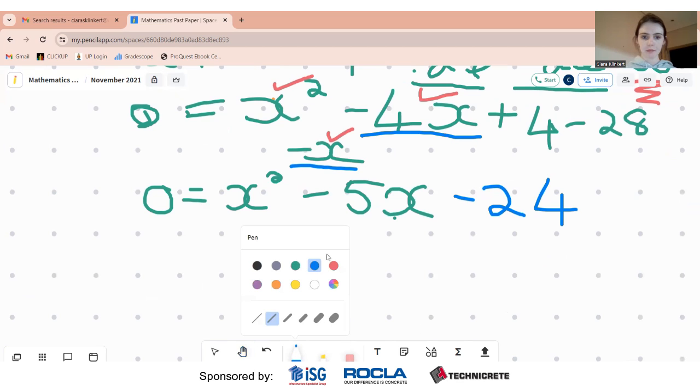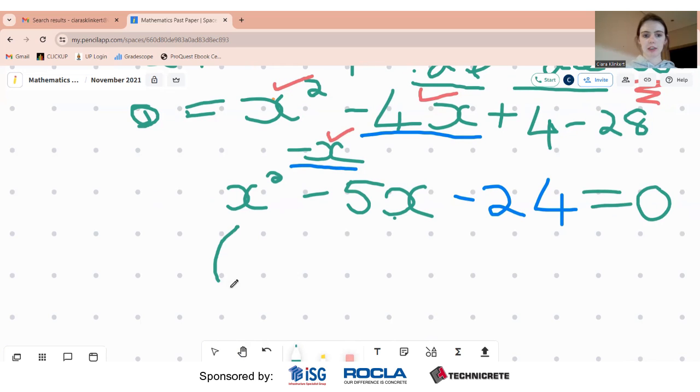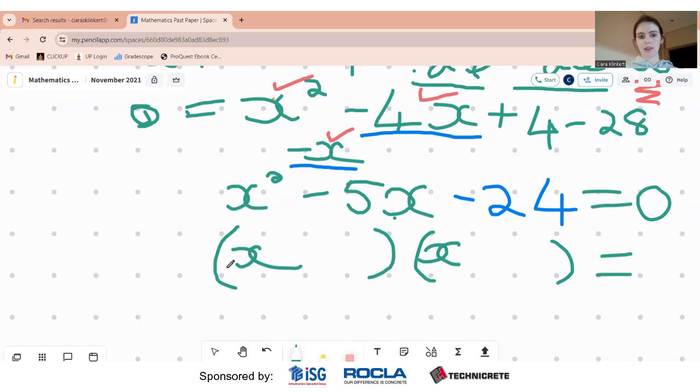I'm actually going to write the 0 on the right-hand side because that's what we're used to. Okay, so we just write it on the, still means the same thing. Okay, now I know that when I factorize a trinomial, I need to have two brackets with an x as the first term in each. Okay, because x times x will give me x squared.